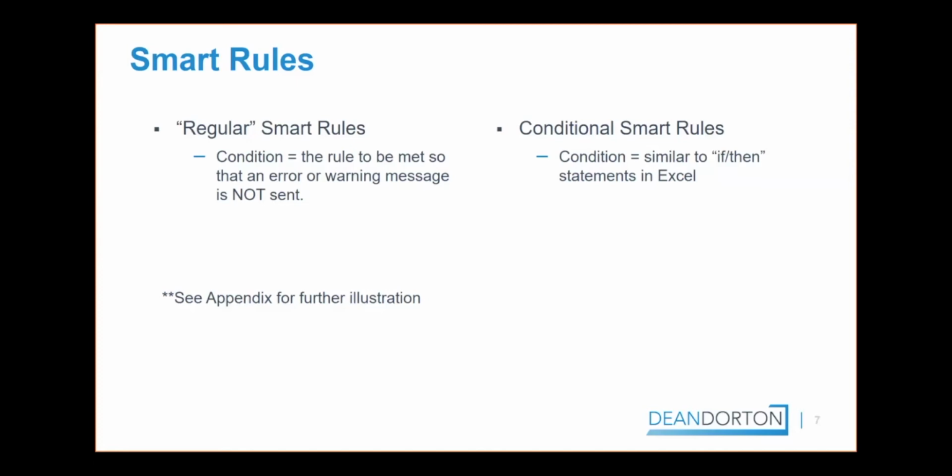Conditional SMART rule is really good for people who are used to writing if-then statements in Excel. So you can write a statement that says, is this tax ID blank? If yes, generate an error message. If no, do nothing. Two different ways of doing it, and we'll see some of that kind of stuff in demo. And there's also further information about this in the appendix to this slide deck.